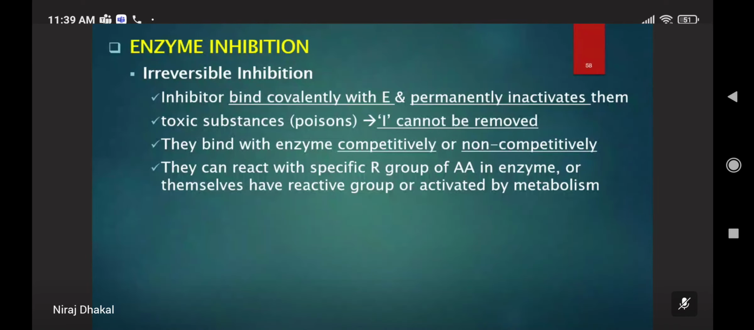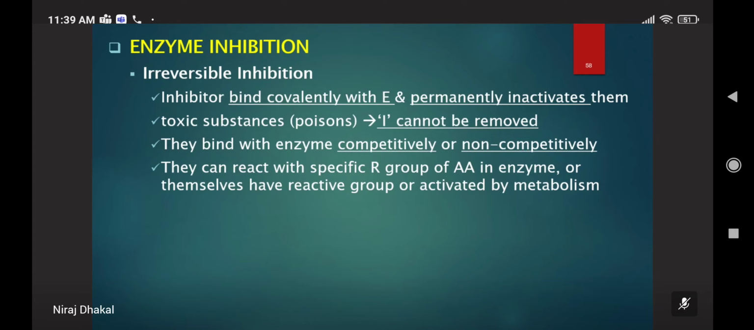In irreversible inhibition, there is a covalent interaction between enzyme and inhibitor so that the enzyme is permanently inactivated. Usually these inhibitors are called poisons or toxins. The inhibitor cannot be removed. It is always permanently present, permanently attached to the enzyme. The binding, however, can be competitive or non-competitive. That is, the inhibitor can irreversibly bind either with the active site or on the non-active site, that is the allosteric site.